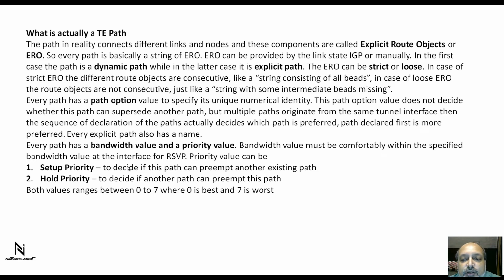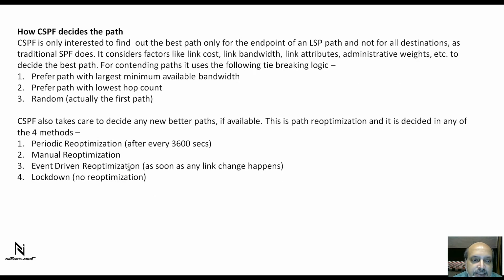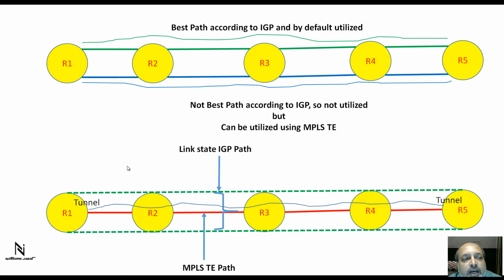So, once again we have two paths, a green path and a blue path, and if we want the blue path to have a higher priority than the green path, then definitely we should be working with the priority value of the two paths, right? Now, all the MPLS TE paths do have two types of priorities. One is a setup priority, another one is a hold priority.